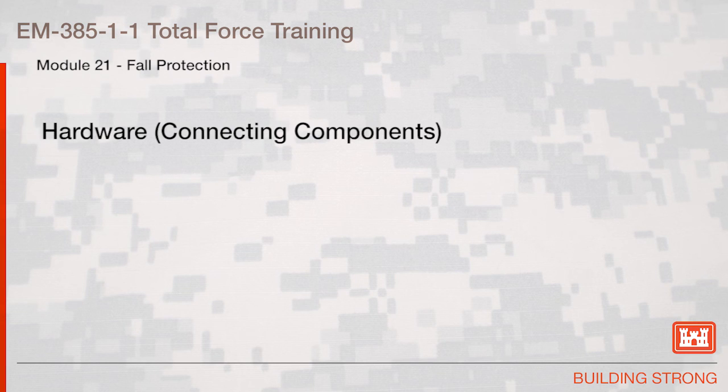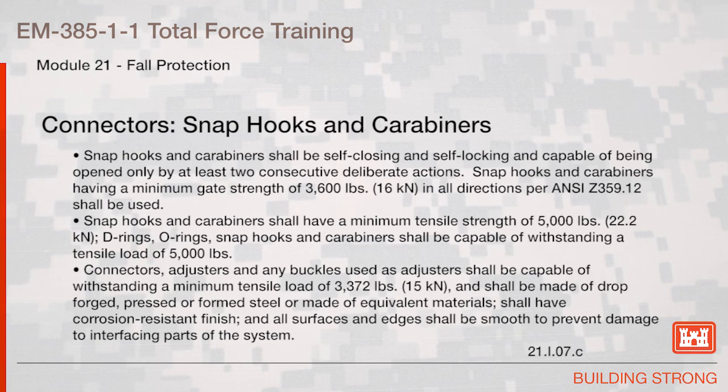Hardware, also known as connecting components. Connectors, snap hooks, and carabiners. Snap hooks and carabiners shall be self-closing and self-locking, capable of being opened only by at least 2 consecutive deliberate actions. Snap hooks and carabiners having a minimum gate strength of 3,600 pounds in all directions per ANSI Z359.12 shall be used. Snap hooks and carabiners shall have a minimum tensile strength of 5,000 pounds.